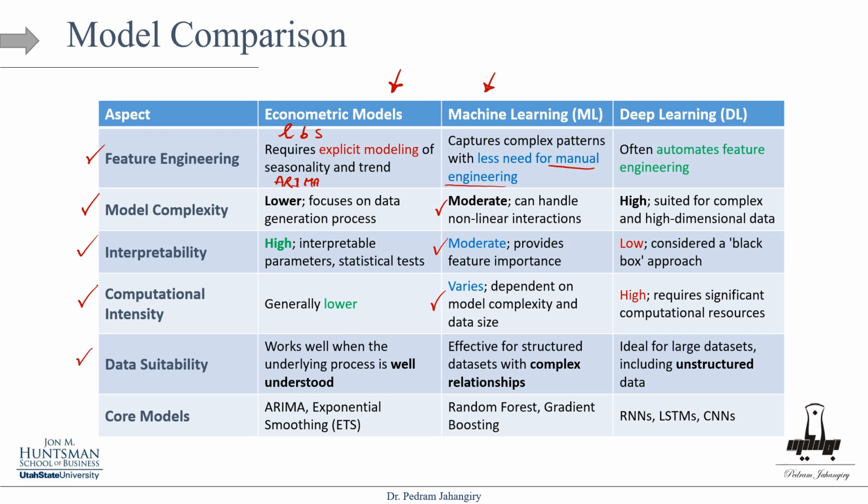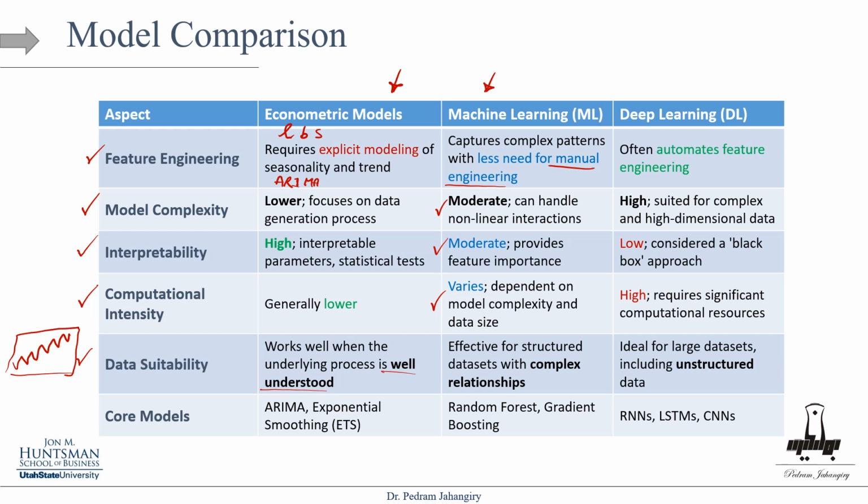Data suitability. Econometric models basically work well when the underlying process is well understood. So this is really important. I think I can speak to this now more than in the first couple of lectures, right? Because now you're familiar with ETS, you know what ARIMA is, you know what an econometric model in general is, and if you have a well-behaved data set, like our airline passenger data set, which was like this, the idea is that if you see a well-behaved data set like this, go ahead and use econometrics.